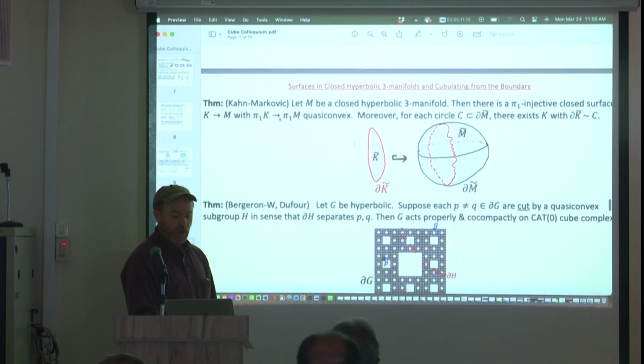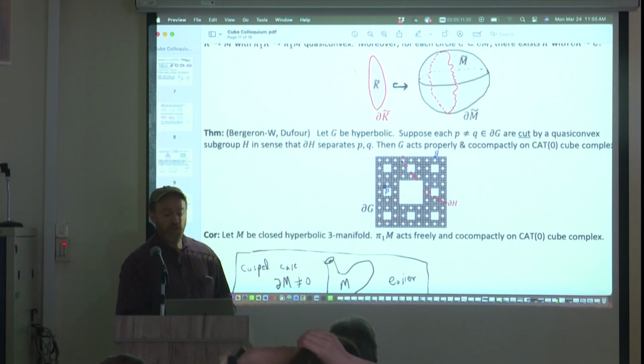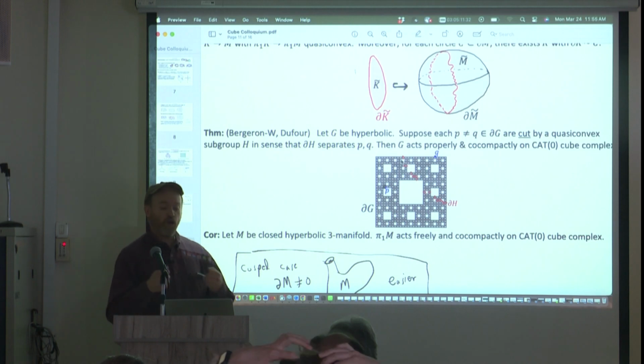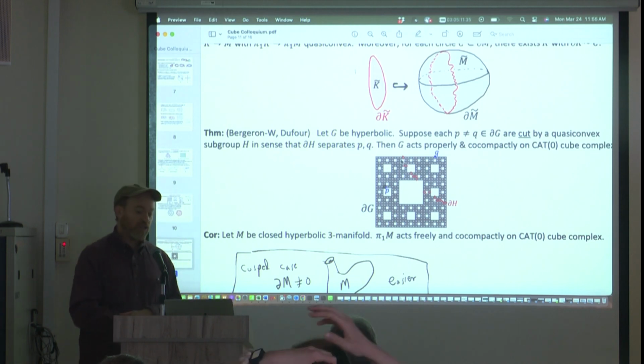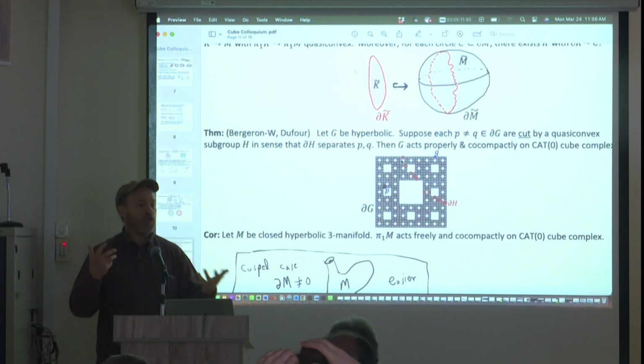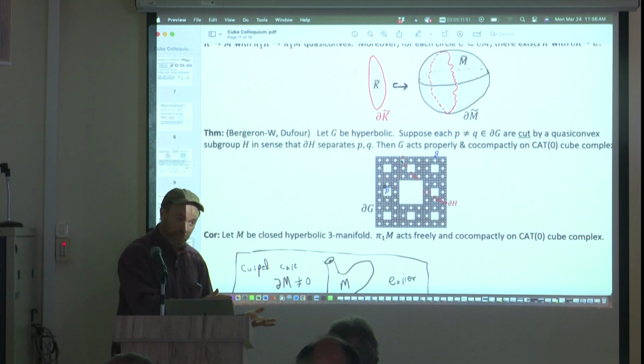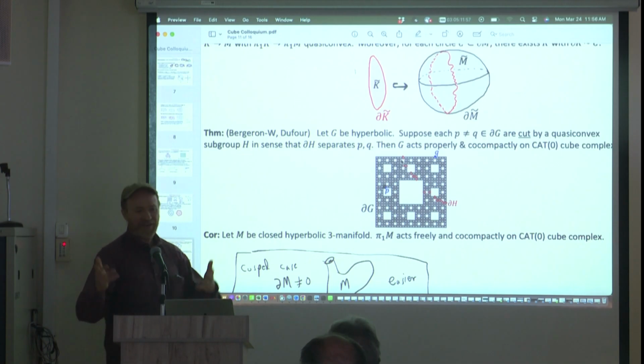So from Kahn and Markovich, what we find is that any closed hyperbolic three-manifold has a fundamental group that acts freely and co-compactly on a CAT(0) cube complex. So your hyperbolic three-manifold's fundamental group turns out to also be the fundamental group of a compact 730-dimensional cube complex, which maybe turns something nice into something awful, you might think. And that's the way people were thinking about it around 1985.